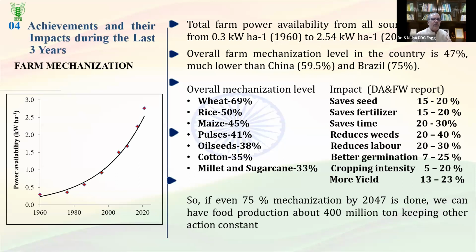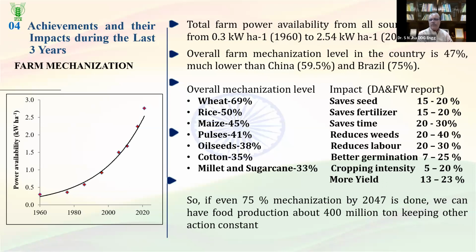Now, achievements and their impact during the last 3 years, farm mechanization, friends. Farm power availability has increased from 0.3 kilowatt per hectare in 1960 to most recently 2.54 kilowatt per hectare. Overall farm mechanization in our country is now 47%, though we are much behind China and Brazil. Overall mechanization level in major crops, you can see wheat is 69% mechanized, rice 50%, maize 45%, pulses 41%, oilseed 38%, cotton 35%, millet and sugarcane 33%.